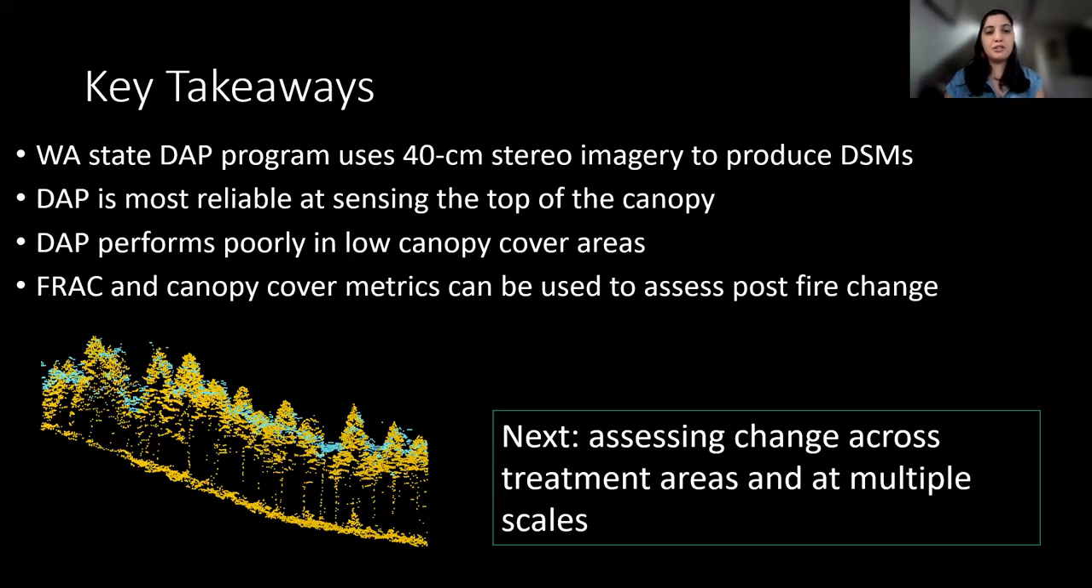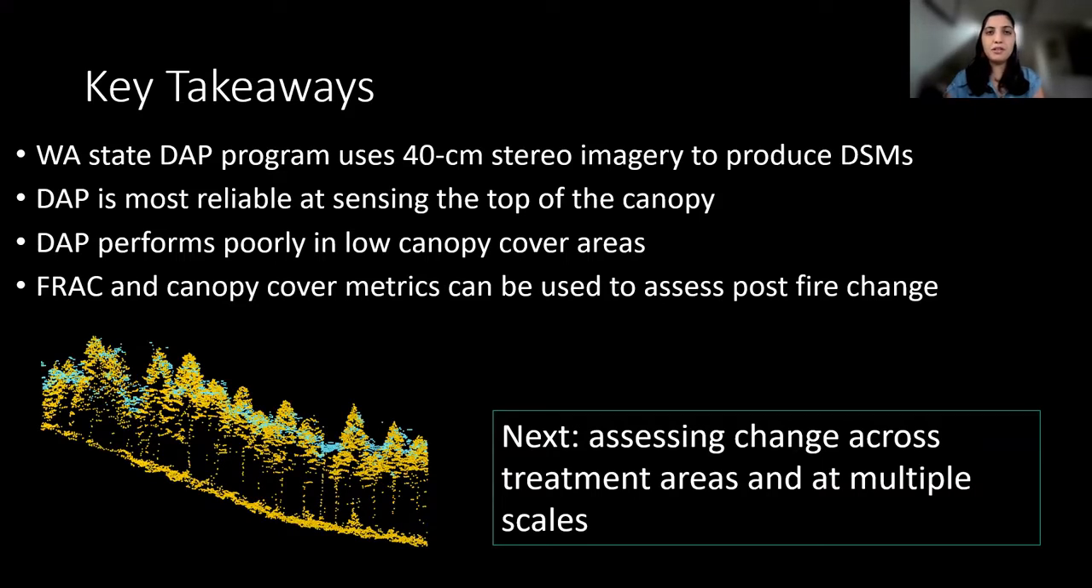And the key takeaways that I want you to go home with from this are that this Washington State DAP program uses 40 centimeter stereo imagery to make point clouds and digital surface models. It's really good at sensing the top of the canopy. It's not as good in looking at the bottom of the canopy, or sorry, not the bottom of the canopy, in low canopy cover areas. And you can use metrics like frac and canopy cover to assess post-fire change.